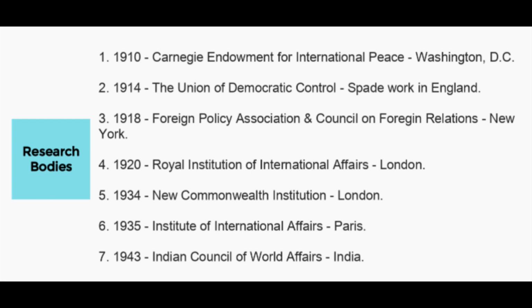So these are some of the most important research bodies which were established to carry out research in international relations, and they highlight that after the First World War, there has been a considerable rise in understanding international relations as an independent autonomous discipline, and therefore research bodies play a very important role as far as IR is concerned.